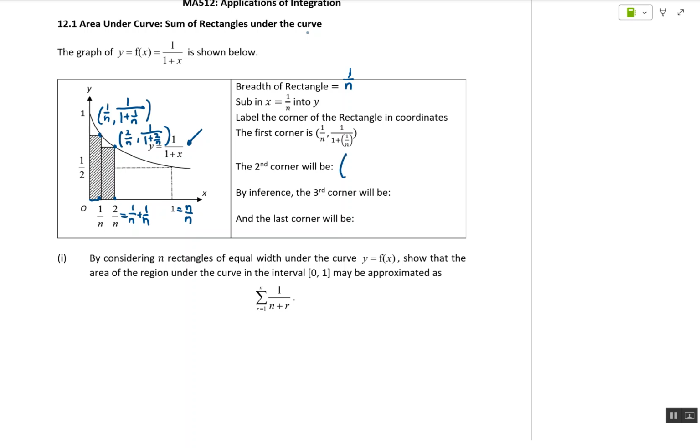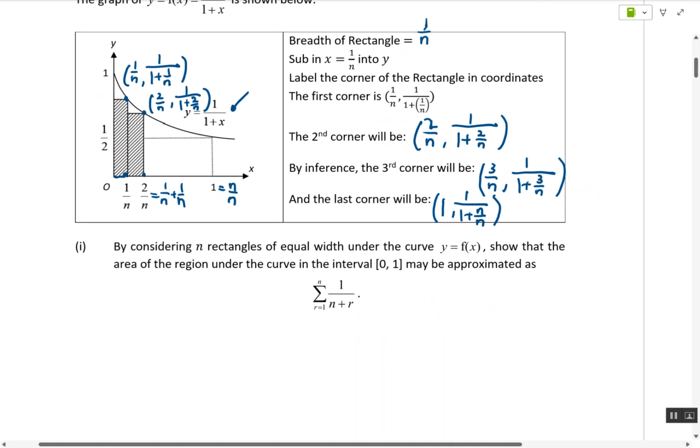So the second corner, this is like a guided exercise, is 2 over n, comma, 1 over 1 plus 2 over n. By inference, the third corner will be 3 over n, comma, 1 over 1 plus 3 over n. And the last corner will be 1, which is n over n, comma, 1 over 1 plus n over n. n over n is 1. So it's all about inferring and being able to see this.